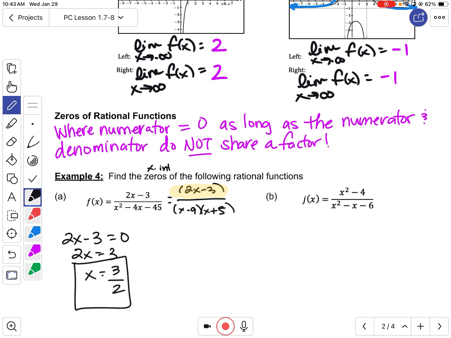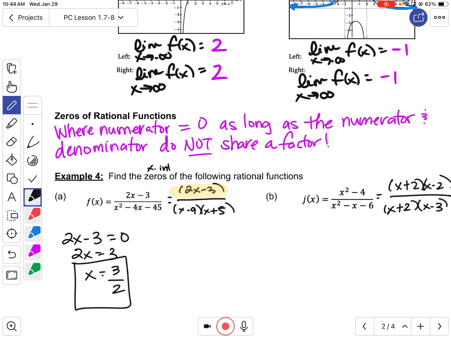So I have j of x is equal to x squared minus 4 over x squared minus x minus 6. Okay? Can I factor that numerator? Yeah, what's it going to factor into? X plus 2, x minus 2. It's a difference of two perfect squares. Right? The denominator is a trinomial. All right, so we want to multiply to negative 6 but add to negative 1. I think that one's going to work too. Plus 2, minus 3.